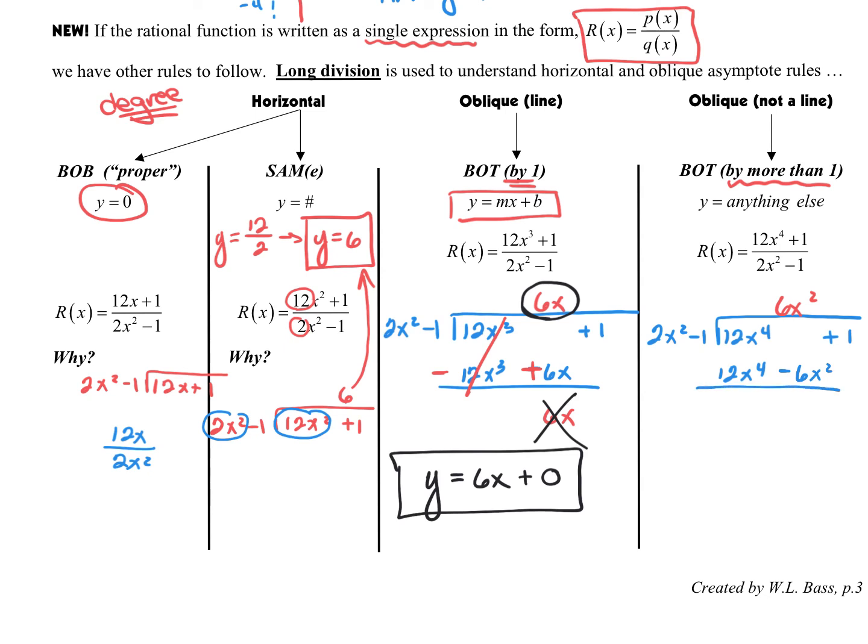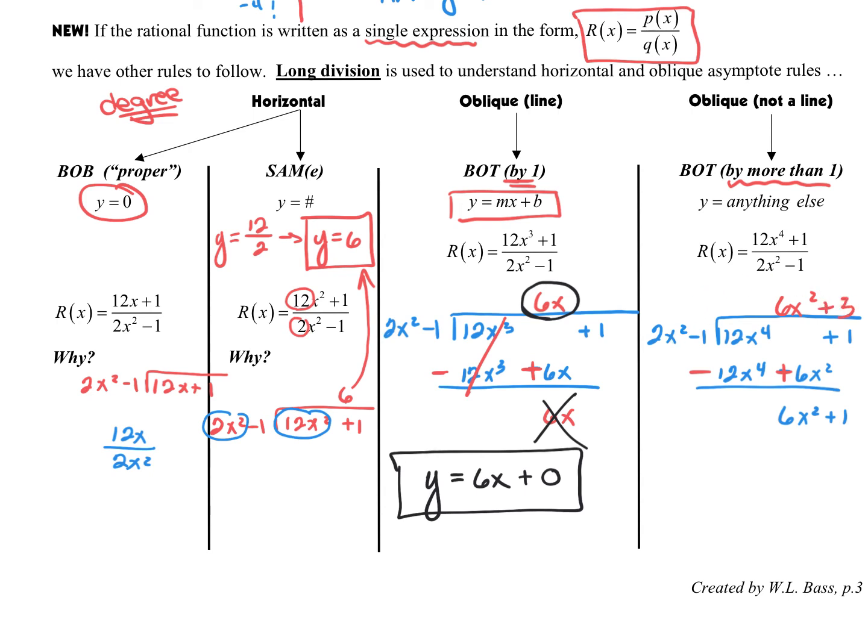I need to subtract again. I like to flip the signs and add. And when I do that, that's going to give me a 6x squared. I'm going to bring the 1 down. Now I can continue my long division. So 6x squared divided by 2x squared is going to be a 3. So I'm going to write plus 3.